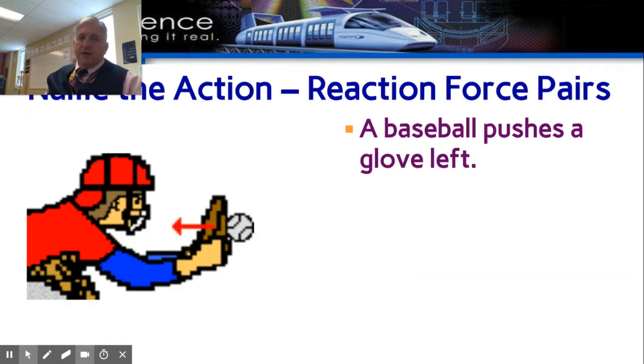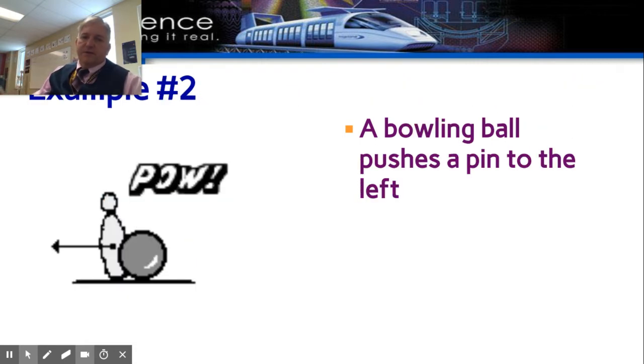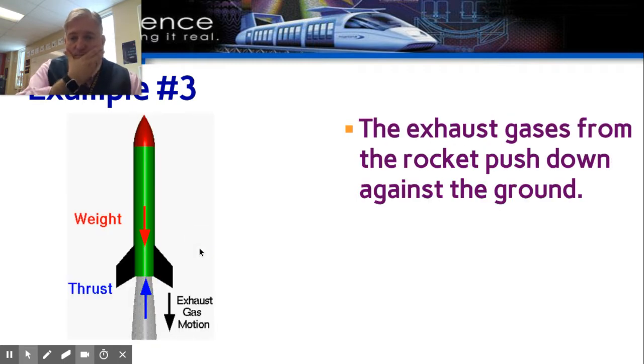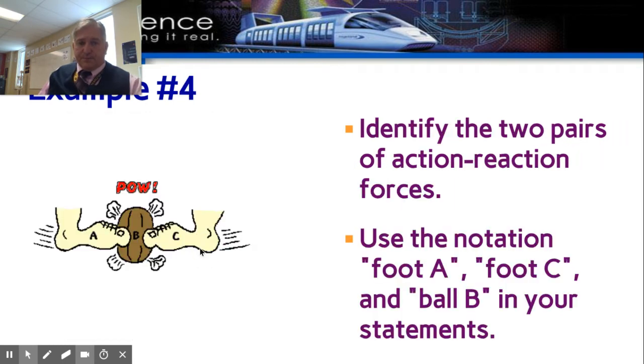So the baseball pushes a glove to the left, and the glove pushes back to the right. A bowling ball pushes the pin to the left, and the pin pushes back against the bowling ball to the right. It's kind of real easy. The exhaust pushes down, the rocket pushes up. So it's really kind of easy to see how all those forces work.